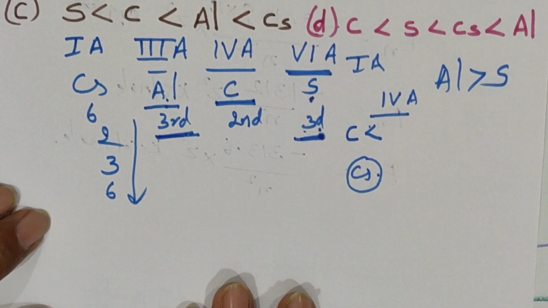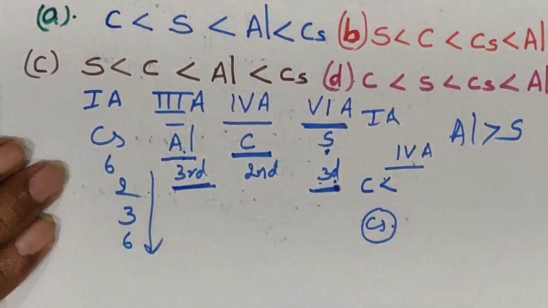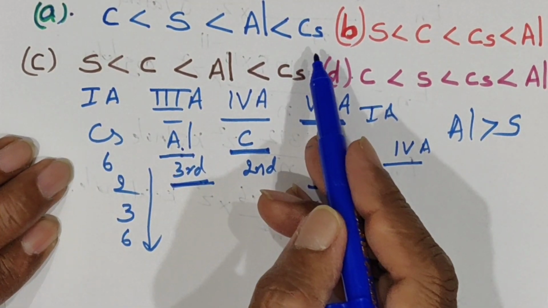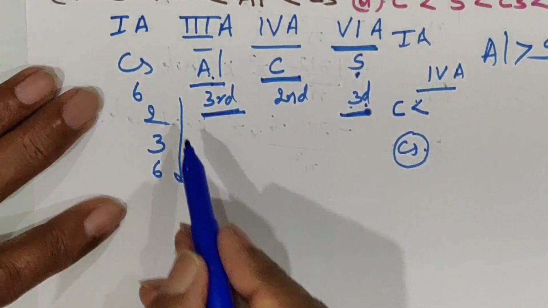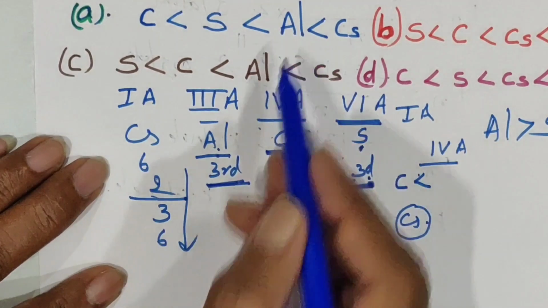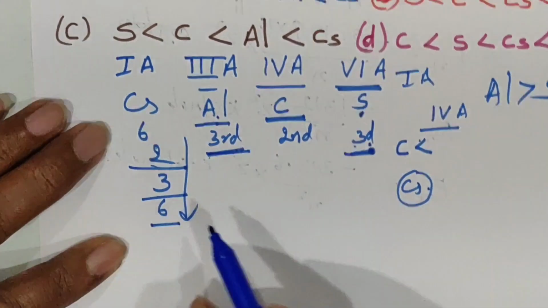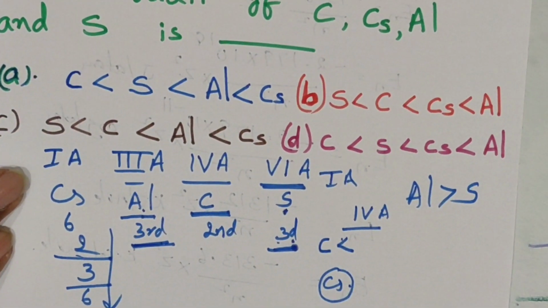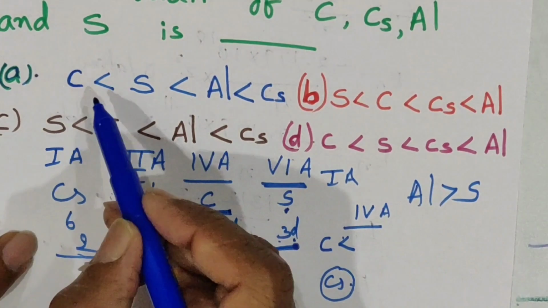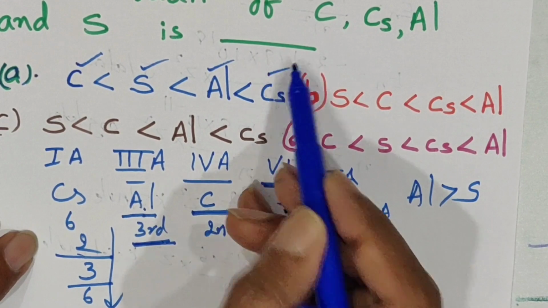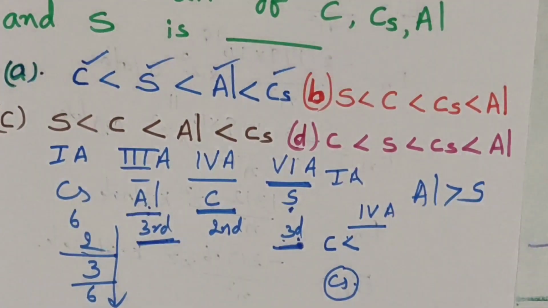Then the correct order is: bigger is cesium, smaller is carbon, because carbon belongs to 2nd period, and both sulfur and aluminium belong to 3rd, cesium 6th. So here the correct option is carbon less than sulfur less than aluminium less than cesium. So that is the correct way of analysis.